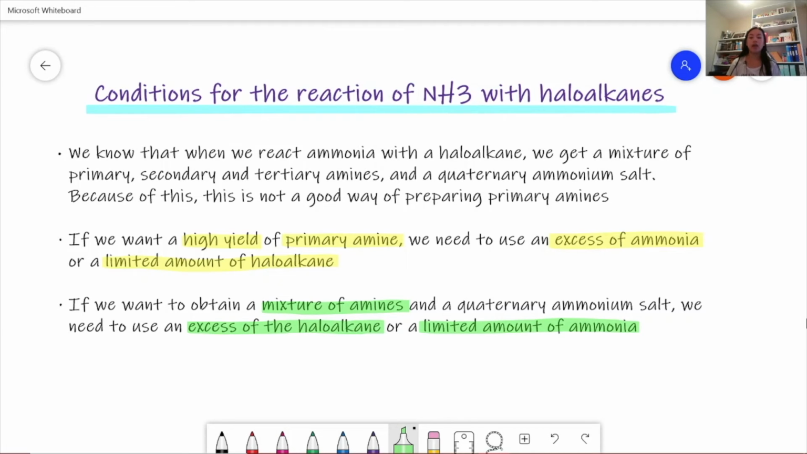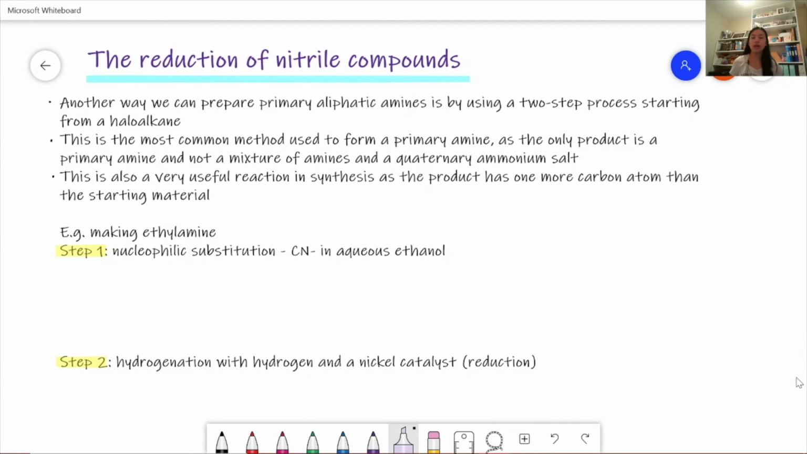So the reason why we need to have an excess of haloalkane to obtain a mixture is because we want loads of further substitutions to happen. And that can only happen if we've got lots and lots of haloalkane to react with the different nucleophiles that we produce. Now we're going to look at the reduction of nitrile compounds.